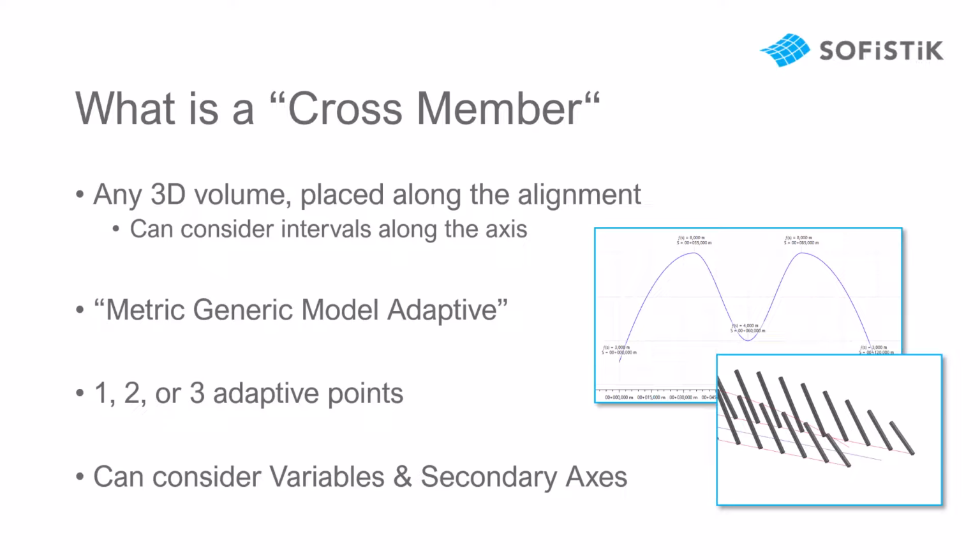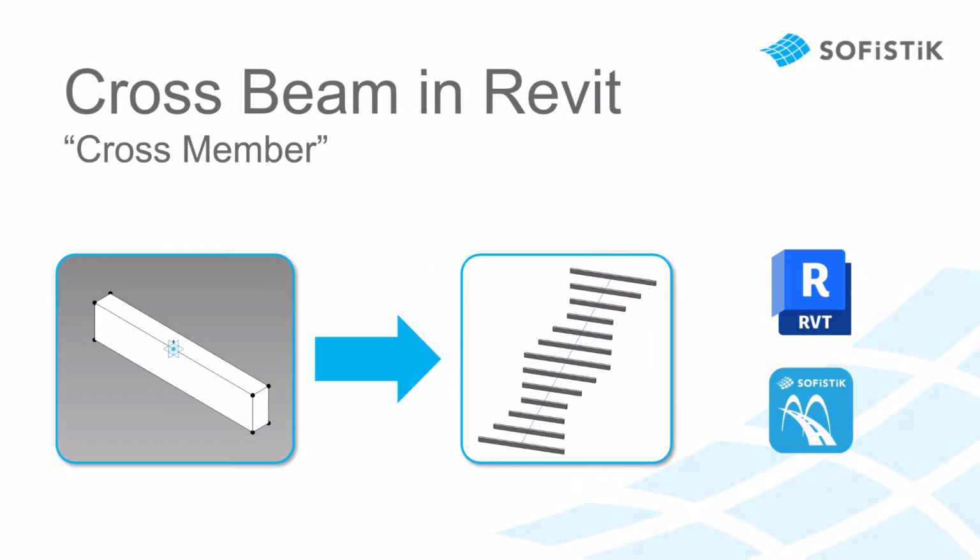In the course of this training series, I will show you how to create 3 typical cases for cross members in SOFiSTiK Bridge and Infrastructure Modeler and how to create the families for them. I will start with the most typical version, which is the cross beam with 1 adaptive point which will be placed along the axis, including variation.